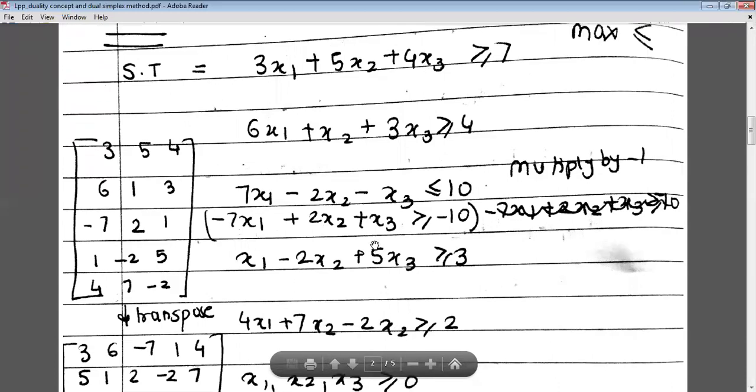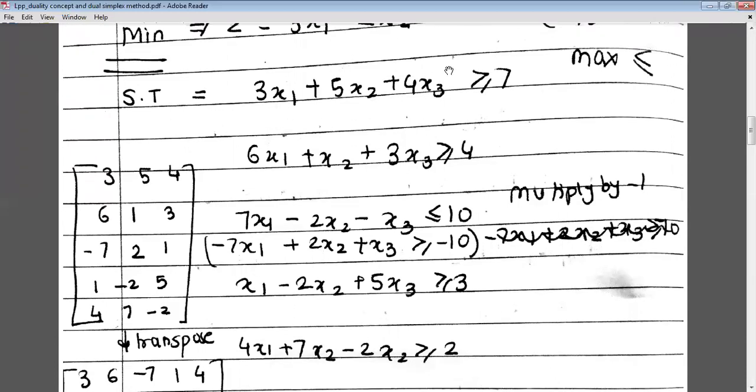Okay, now see in this case, since it is a minimization, you should have all greater than or equal to constraints. So this is greater than or equal to, this is also greater than or equal to, this is not greater than or equal to, and these two are also greater than or equal to. So now we have to convert this into greater than or equal to.